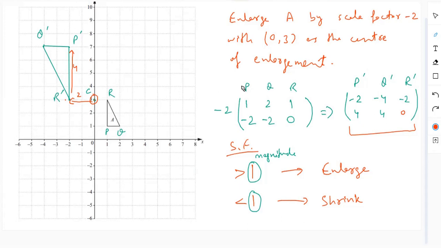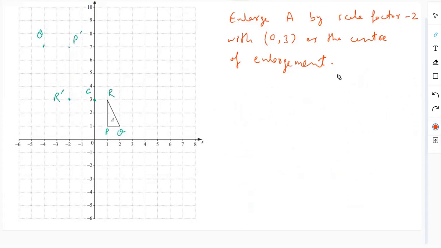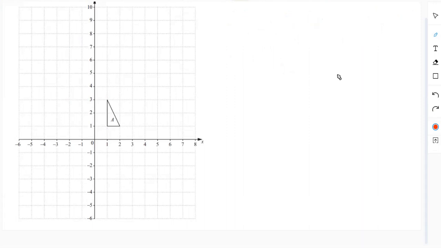Let's look at what happens if we are doing the other way around. If we are given some figures and we have to figure out what it is, basically what is the center of enlargement and what is the scale factor, we have to figure that out. Okay, now what I'm going to do for that is I'll in fact take some example from somewhere that might be quicker.